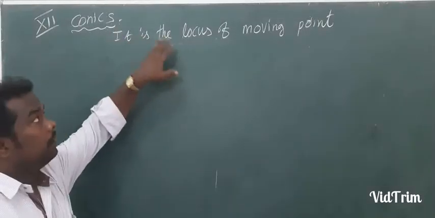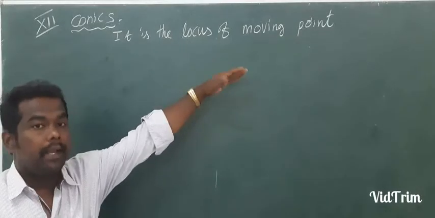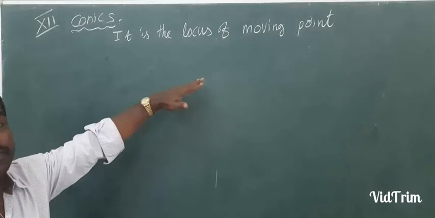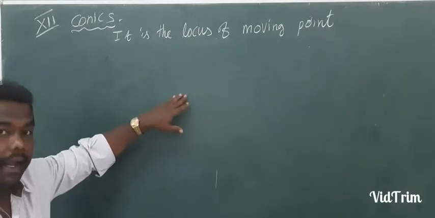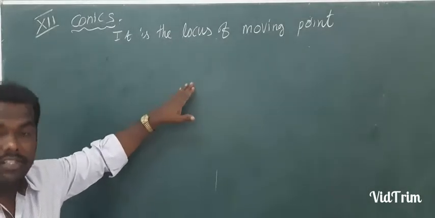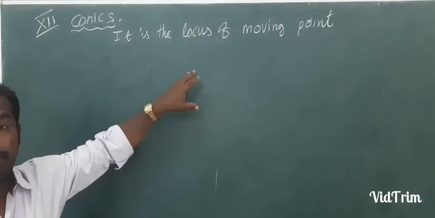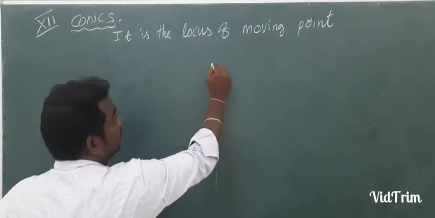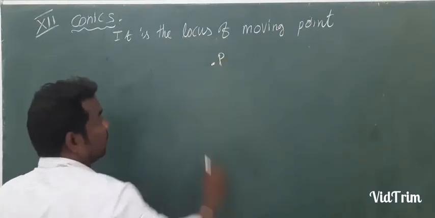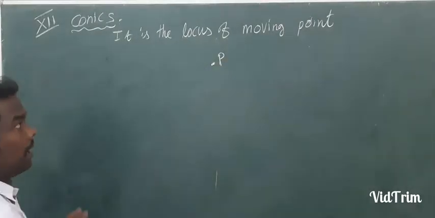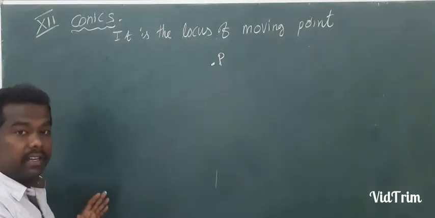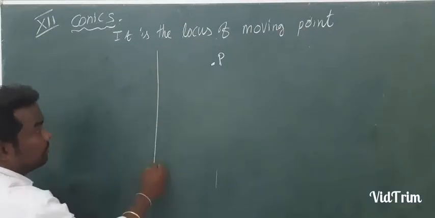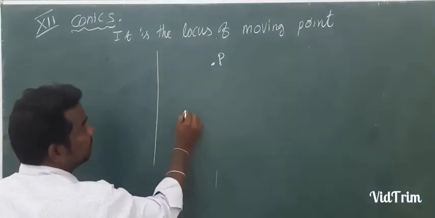A conic is the locus of a moving point in a plane such that the distance from a fixed point and a fixed line is in a constant ratio. The fixed point is not contained in the fixed line. P is the moving point, moving in the plane and keeping a constant ratio of distances from the fixed line and the fixed point. This is the fixed line and this is the fixed point.